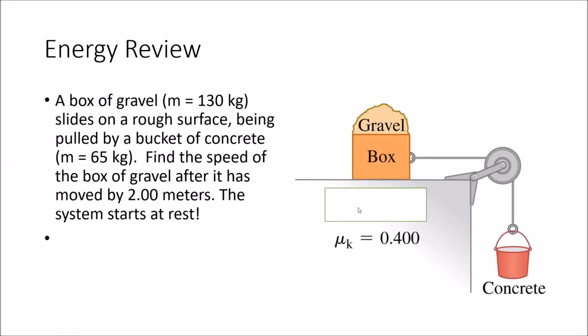I've got a couple, I think, relatively tough examples for you. They're not too bad. A box of gravel with a mass of 130 kilograms slides on a rough surface. We've seen that very recently. Being pulled by a bucket of concrete, mass 65 kilograms. Oh, okay, suddenly this is looking a whole lot more like an Atwood machine. We need to find the speed of the box of gravel after it has moved 2 meters. The system starts at rest.